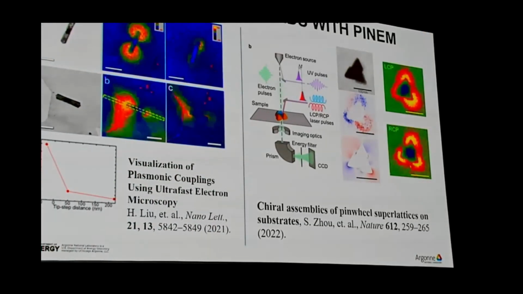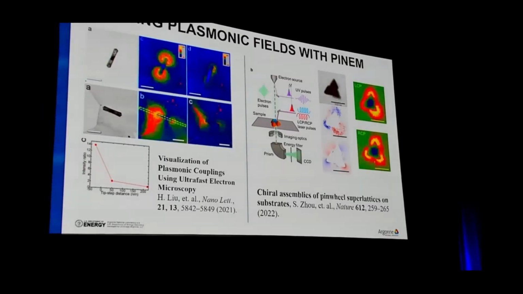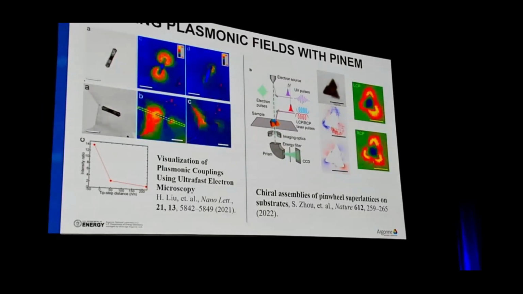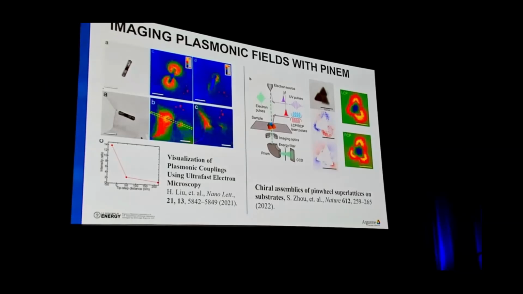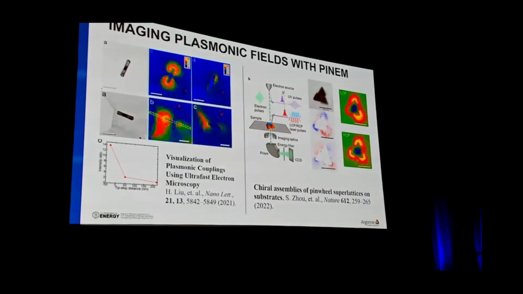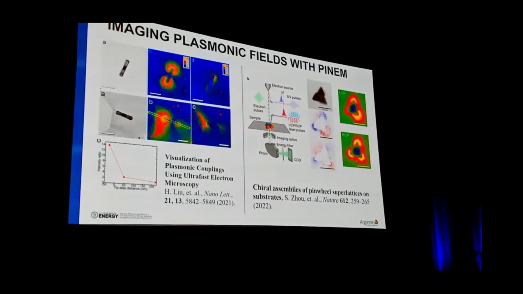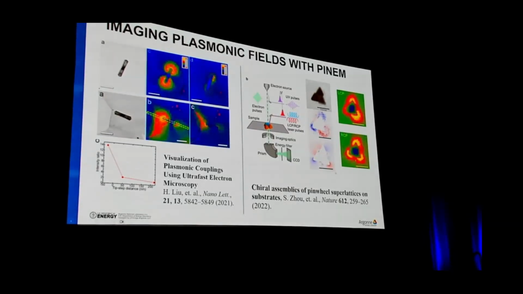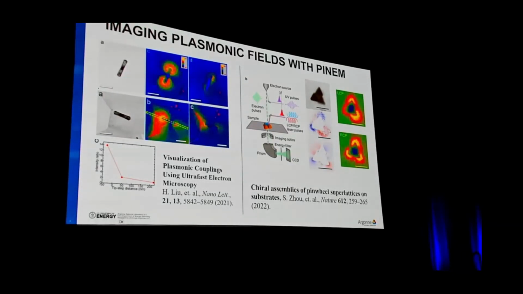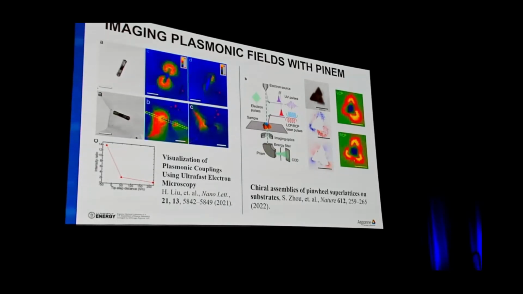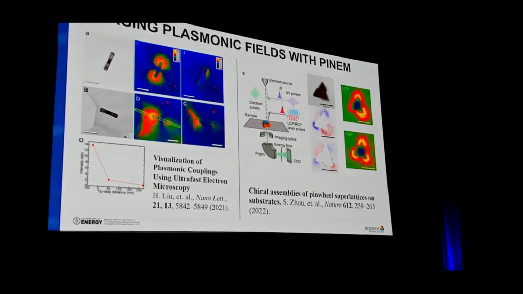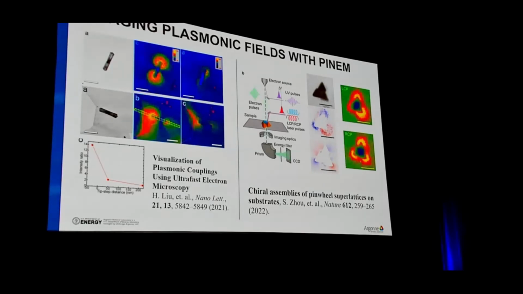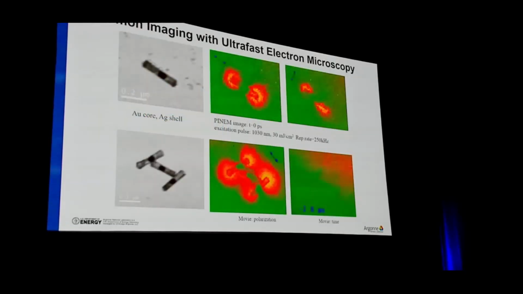Recently, we have published two papers, one about the visualization of plasmonic couplings of a rod on carbon and how the plasmonic structure changes when it's near a carbon edge versus on a flat carbon graphene surface. And more recently, our publication in Nature on these chiral assemblies of pinwheel superlattices and the plasmonics surrounding that. We have another Nature paper that has been accepted for publication that I can't talk about today, but that's coming soon. So this microscope is producing a lot of good results.